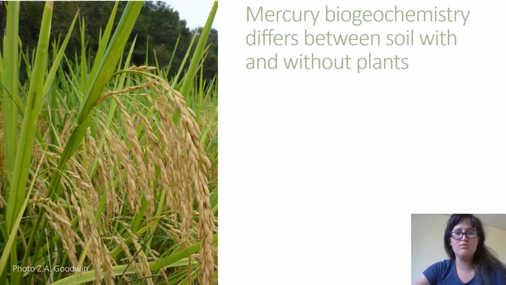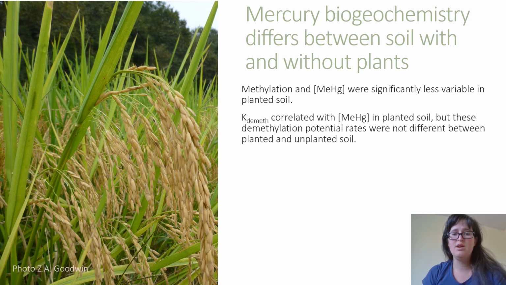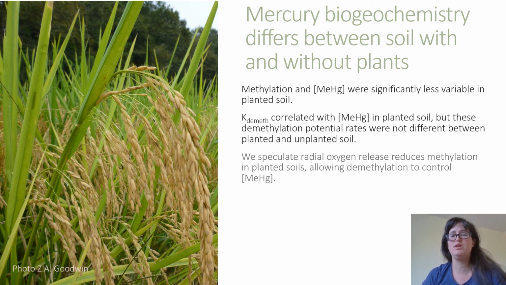So in conclusion, mercury biogeochemistry does seem to differ between soils with and without plants. Methylation and methylmercury concentrations were both significantly less variable in planted soil. Mercury demethylation correlated with methylmercury concentration in the planted soil, but these demethylation potential rates were not different between planted and unplanted soil. And we speculate that radial oxygen release from the plants explains this apparent quandary.